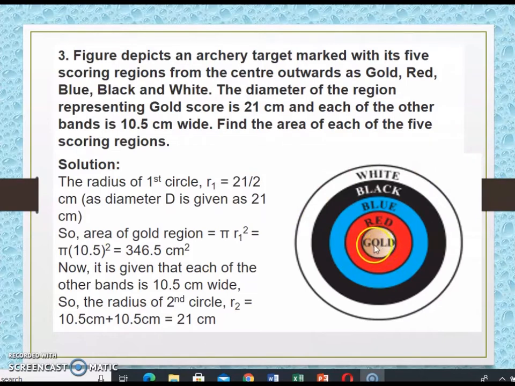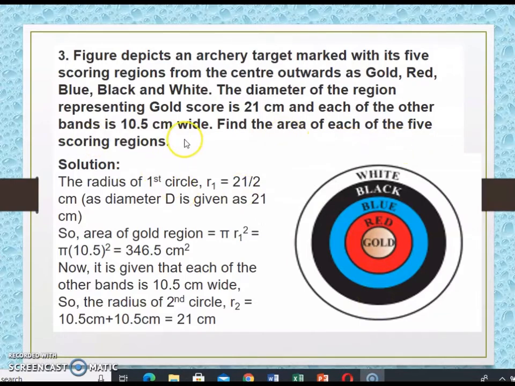So radius will be 21 by 2, that is 10.5. For the other regions, the width of the bands is given. That means this width is given as 10.5 each. So to find the radius of each of these regions, you can just add 10.5 to this innermost radius. So innermost radius is 10.5 and then you will keep on adding 10.5 to get the radius of the outer circles.